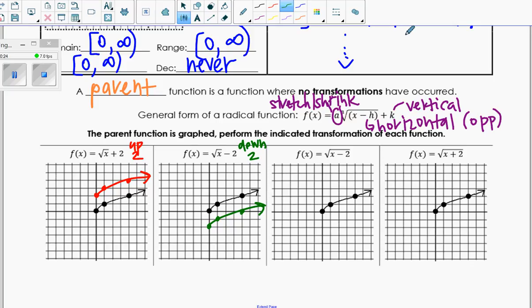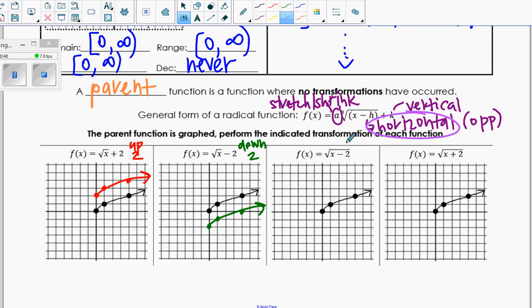Okay. Now, the difference between the first two and the last two. Notice the first two are outside the square root. That's like being outside the parentheses. These are inside the square root, so that's like being inside the parentheses. So this is the square root of x minus 2, so it's got to be a horizontal movement. You're going to do the opposite.